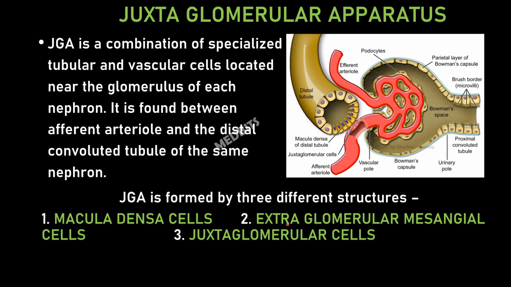JGA is having three different structures. What are they? Number one is macula densa cells. You can see it is here, macula densa cells. And the next is extraglomerular mesangial cells. And the third one is juxtaglomerular cells. Again, see in the diagram, you can see here it is juxtaglomerular cells, that is in the afferent arteriole.